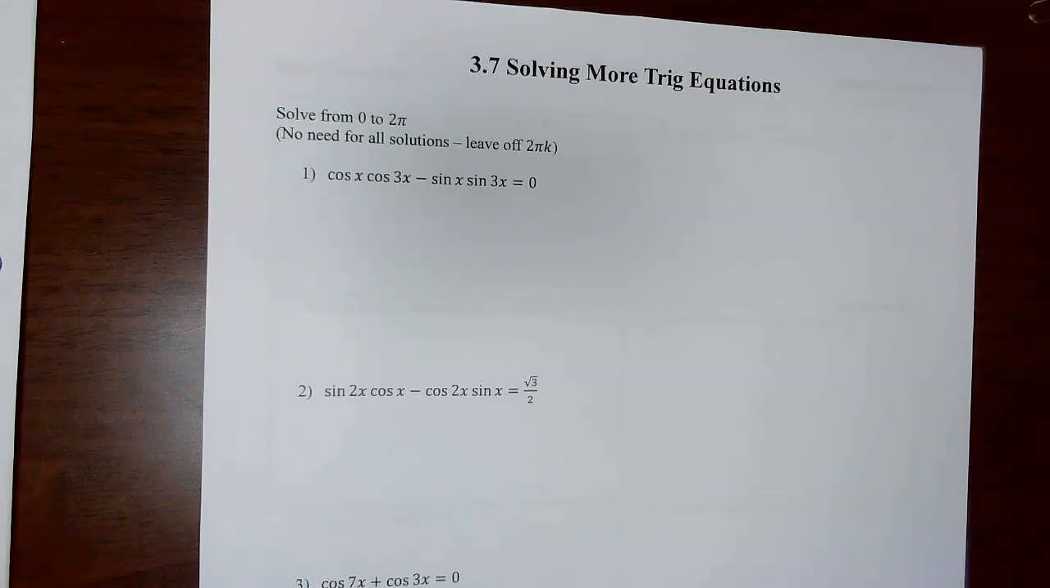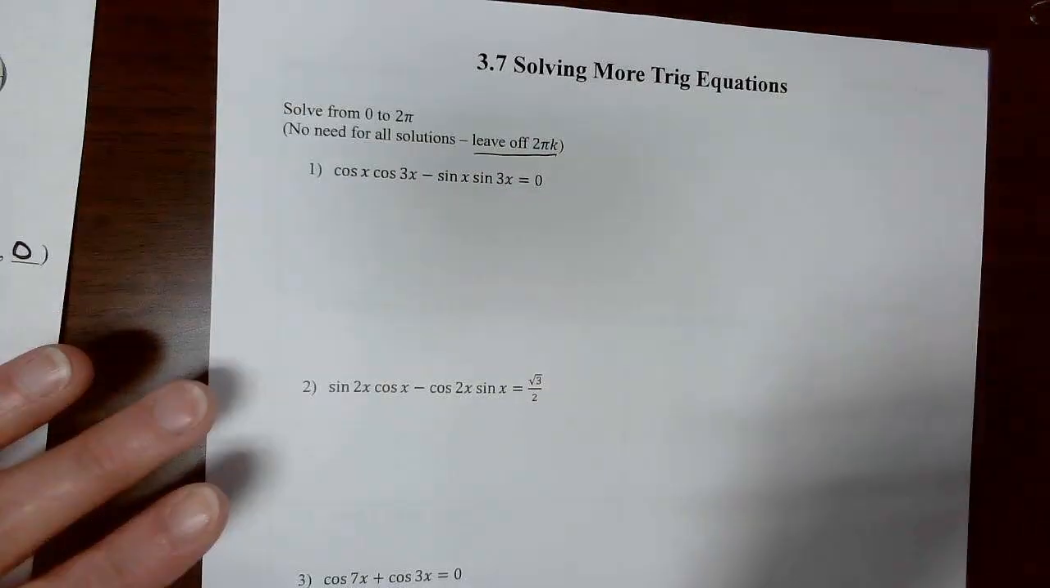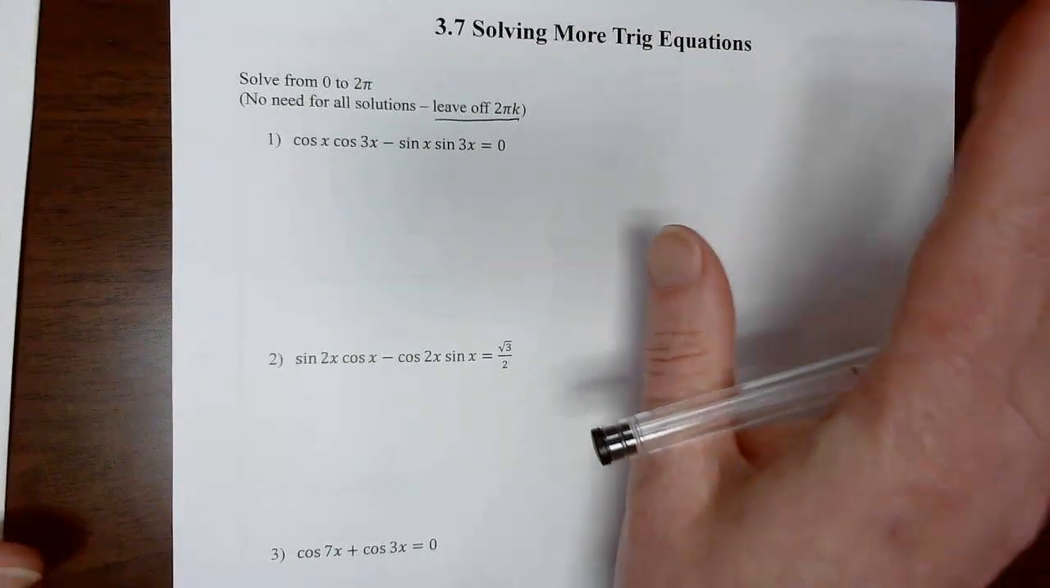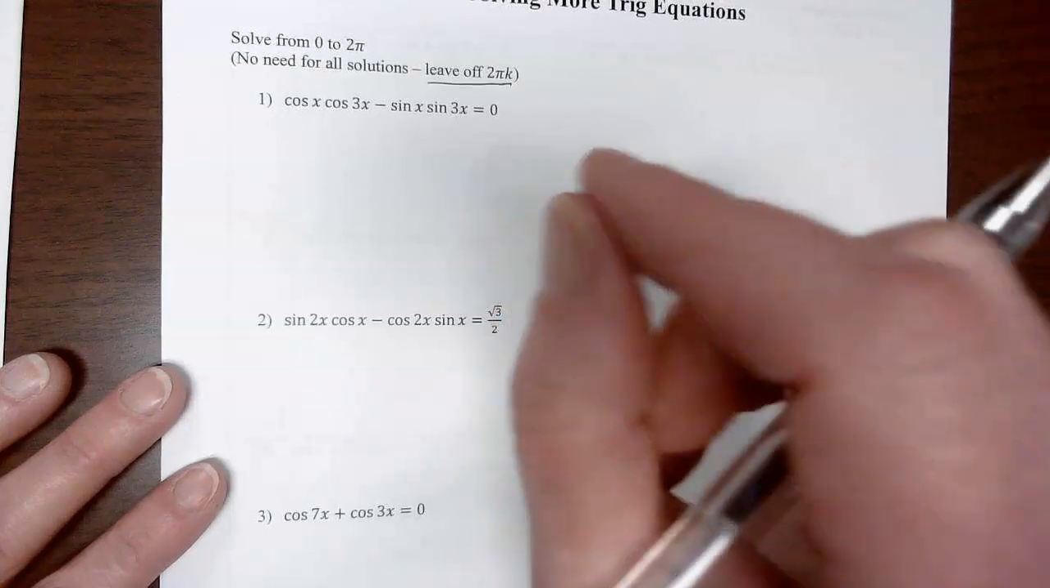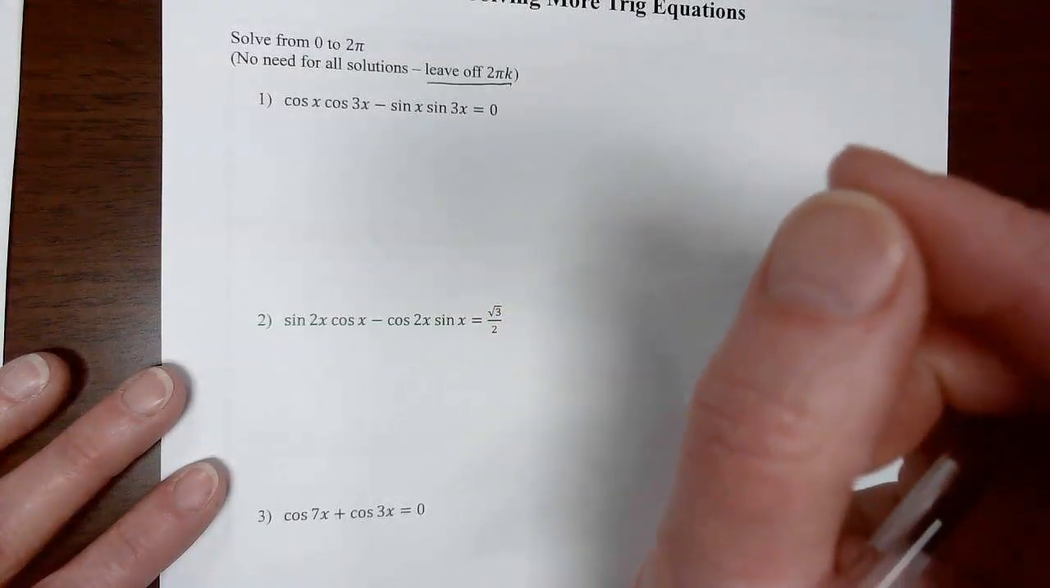Today we're going to solve more trig equations. Now, the nice thing on this section, notice at the top, it says to solve from 0 to 2 pi. That means we are not looking for answers off of the unit circle, only on the unit circle. So we don't need the 2 pi k. We don't need to find all the solutions. But we will actually have more than one answer.